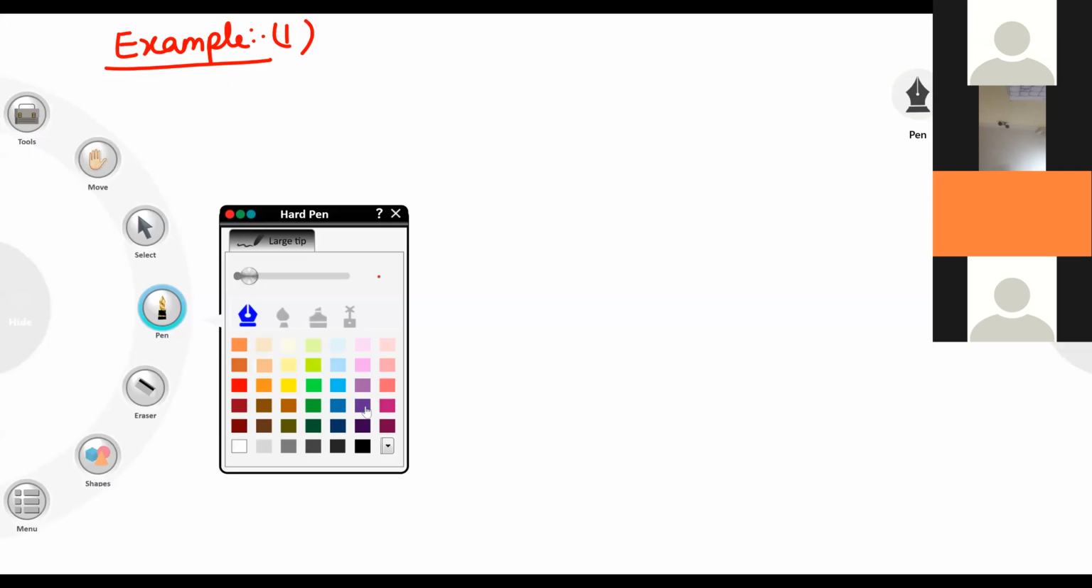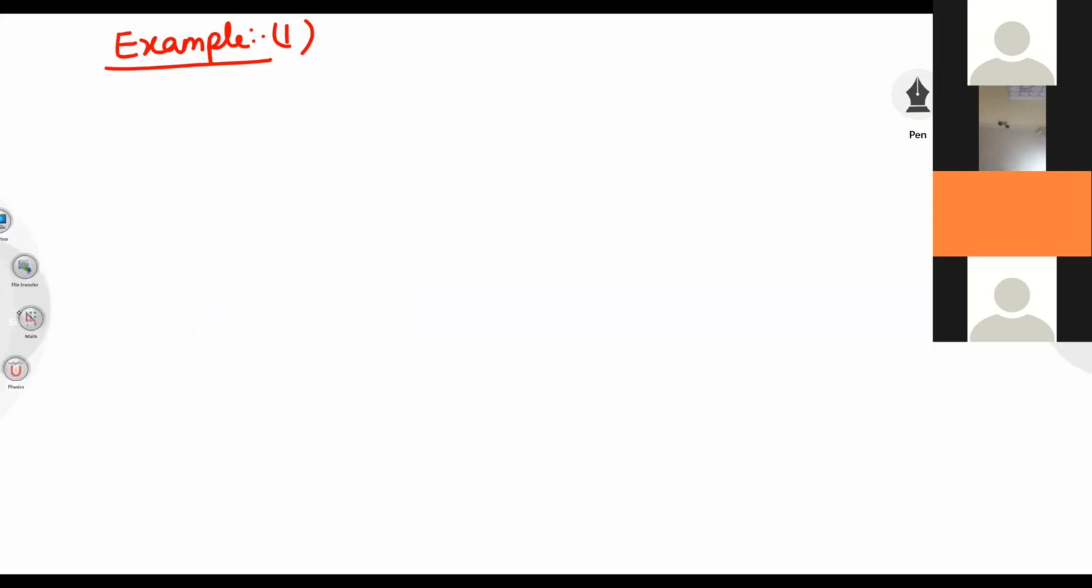What is this question? This question is given a right triangle with sides 6 centimeter, 8 centimeter and 10 centimeter is revolved about the side 8 centimeter. It means suppose this is one right angle triangle.